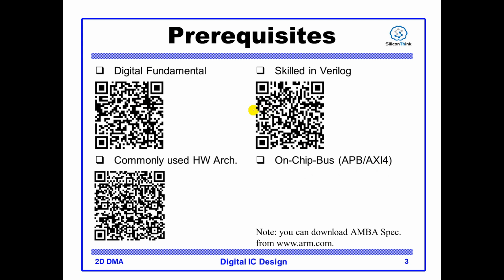For the first three, you can scan the QR code to get the link to the course. The first two are free on YouTube, and the third is a rather cheap class on Udemy. For bus protocol, you can download it from this website, www.arm.com. As you can see, there is no course on bus protocol. If there are many requests from you, I will add this chapter.